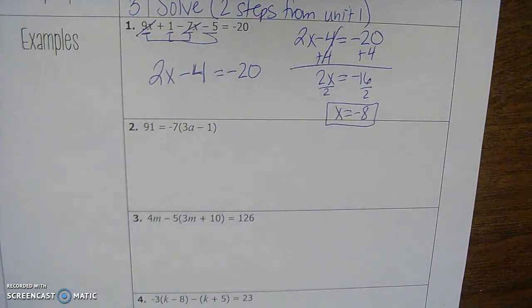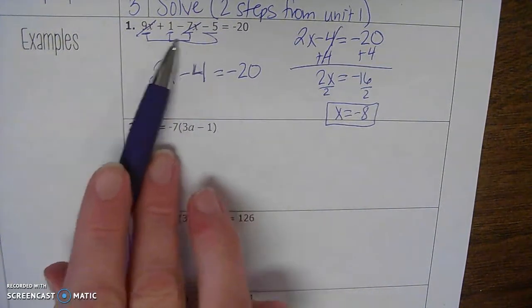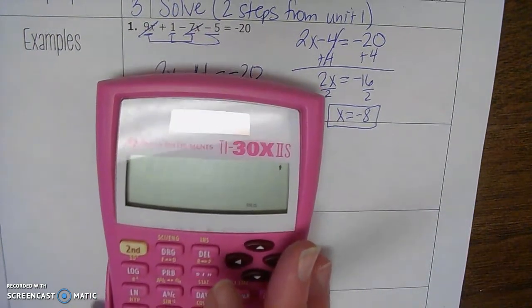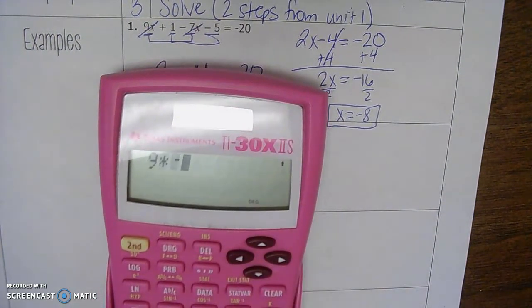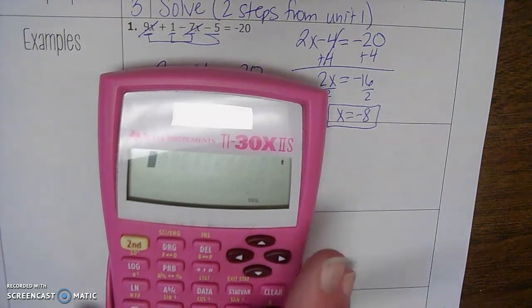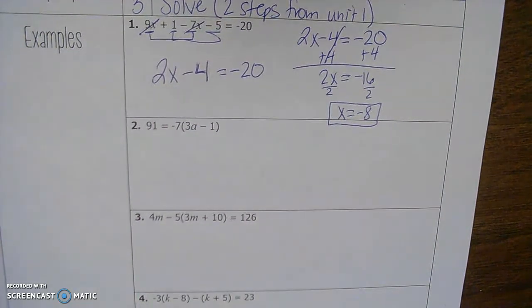When you check your answer, you need to plug it back into the very original thing. Even though it has lots of steps in it, you need to plug it back into the original. So that would look like 9 times negative 8 plus 1 minus 7 times negative 8 minus 5. And we do get our negative 20. So when you check your answer, which you should always do, you need to plug it back into the very original one.